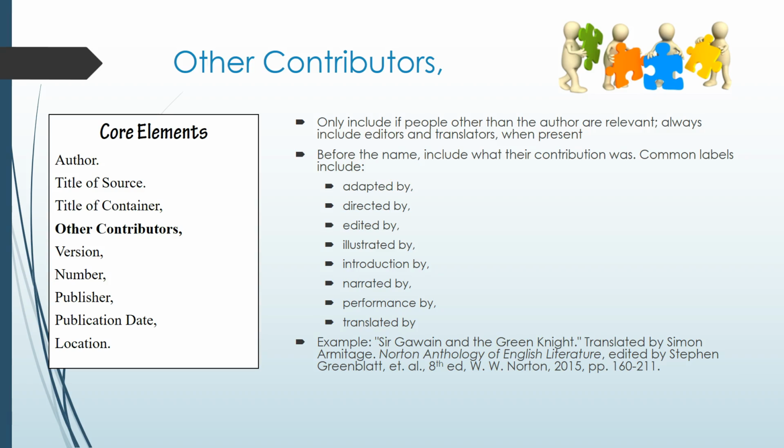Common labels include adapted by, directed by, edited by, illustrated by, introduction by, narrated by, performance by, translated by, and so on. If a contributor played a role in the source but not in the entire collection, list them after the title of the source rather than after the title of the container or collection. You can see this in the example. The translator only translated the individual story, whereas the editor edited the entire anthology.